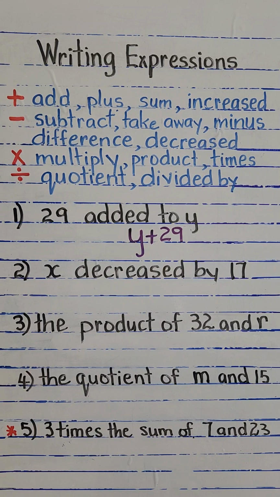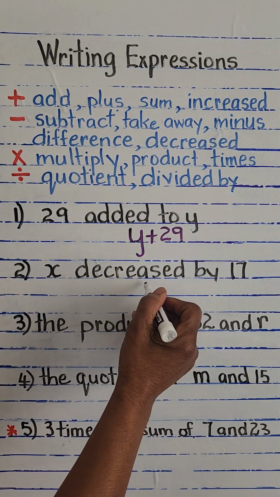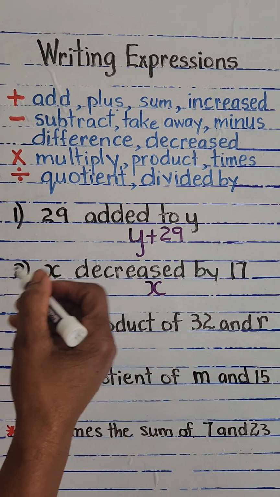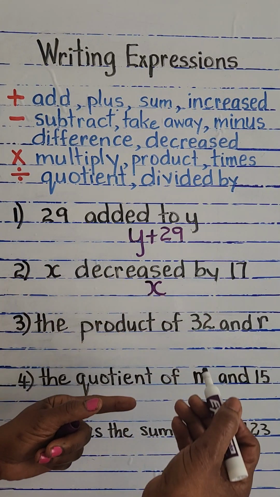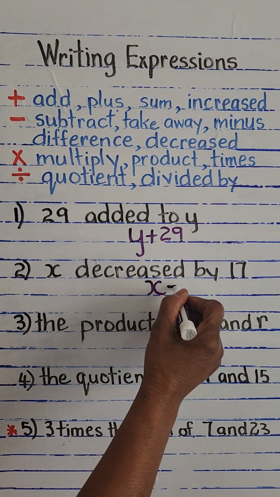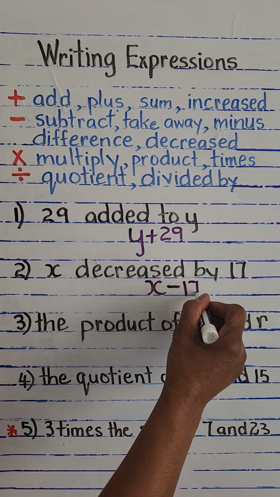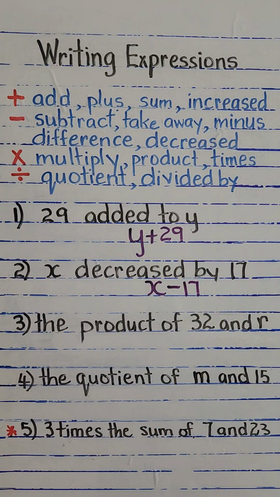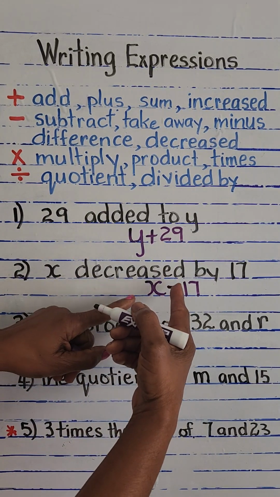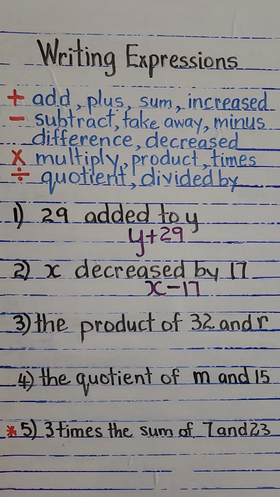x decreased by 17. So x decrease means take away. So we start with x, whatever that is, what we had. And now we're going to take away 17. So here's our variable x, take away, decrease by 17.